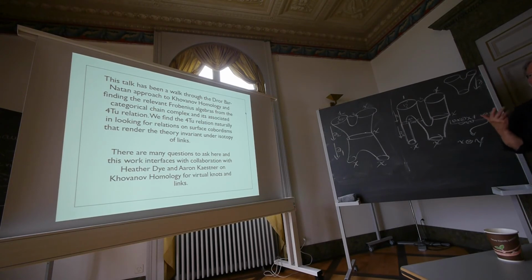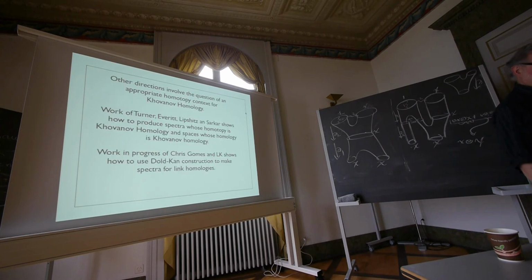One of the reasons why I've rewritten things in this way is because I'm working with Heather Dye and Aaron Kaestner on Khovanov homology for virtual knots, and we generalized the Rasmussen invariant in that direction. And so we wanted to understand everything as best we could, and this is some of the help in doing that, to go back this way. There are other questions that I'm interested in. I just wanted to mention them.